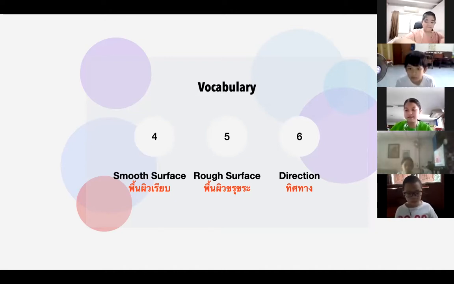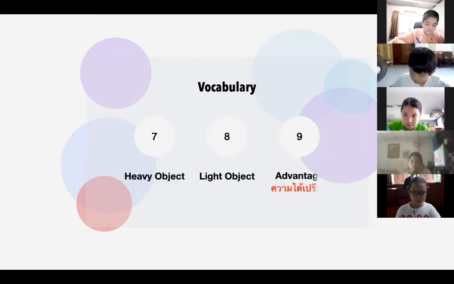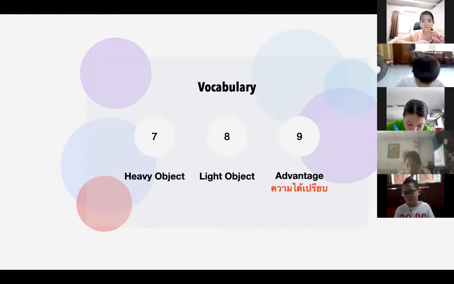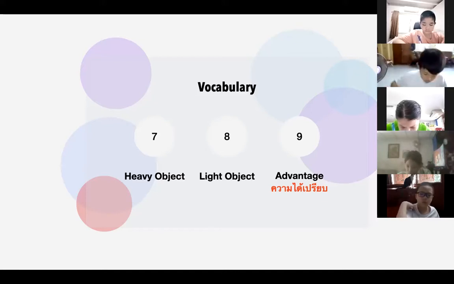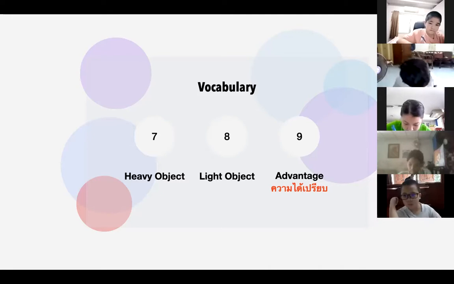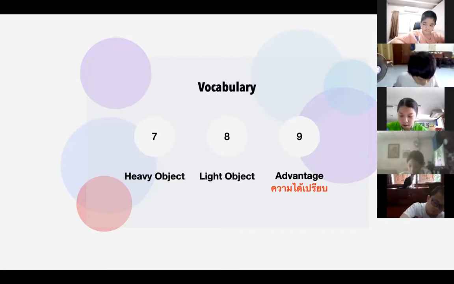Seven, heavy object, light object, and advantage. The translation in Thai, I don't know if it's correct, so I did not put it here. I mean to say heavy objects, these have more weight. So I don't know in Thai, maybe you can tell your friends or you can tell me. And light object, this one is not heavy but rather light.